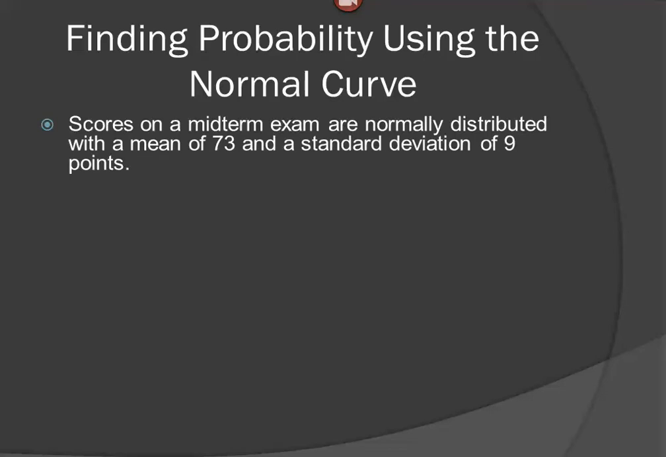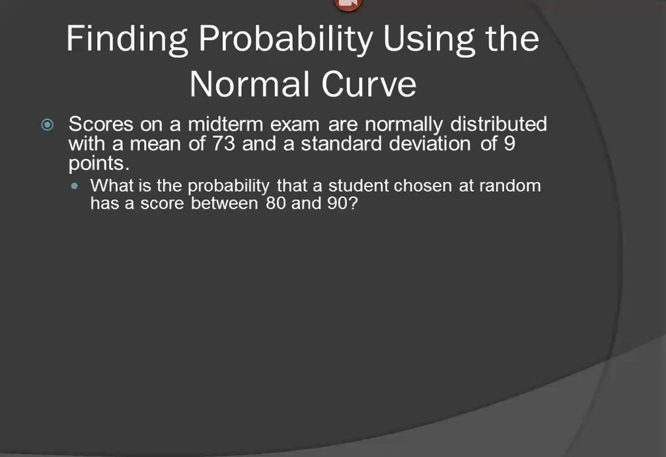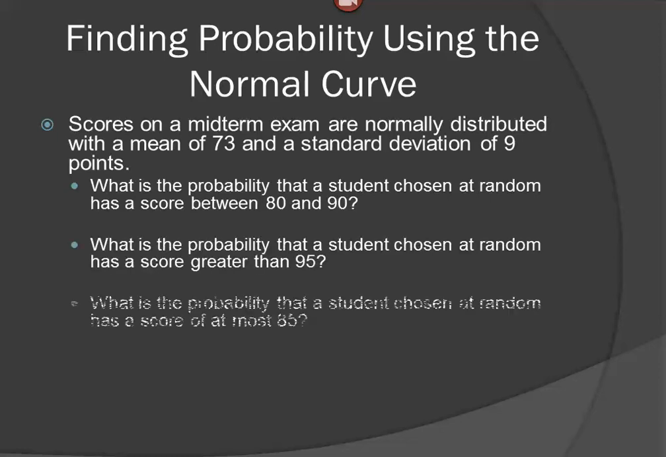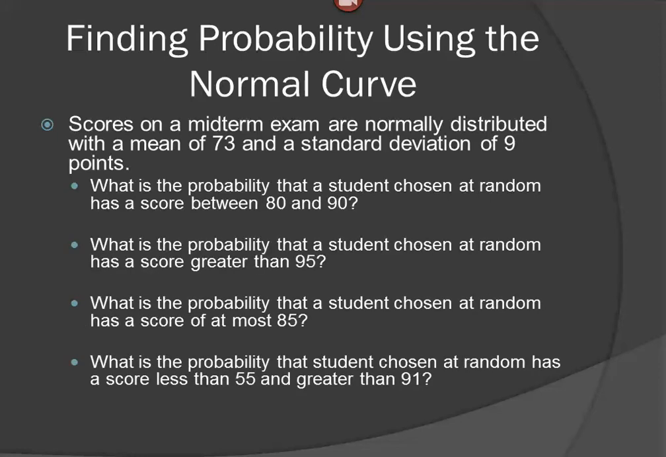All right, so for our last example here, we're going to just use another set of data. Scores on a midterm exam are normally distributed with the mean of 73 and a standard deviation of 9 points. What is the probability if we chose a student at random has a score between 80 and 90? Calculate that using your calculator. And actually, I'm going to put all of these up there. Pause it and then come back.